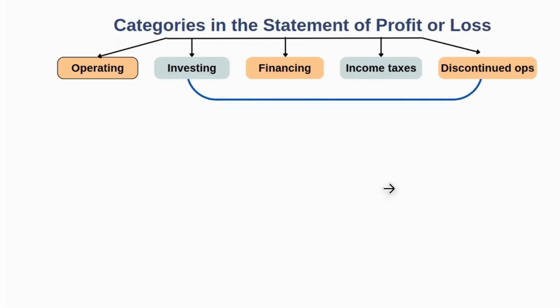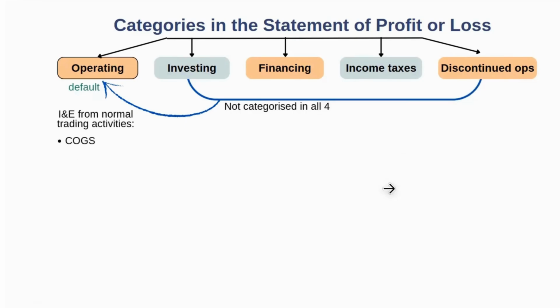So we categorize income and expenses based on their nature, right? Investing, financing, income taxes, and discontinued operations. But if they are not categorized in any of these four, then by default, we categorize them into operating. So usually we have in operating income and expenses from normal trading activities: cost of goods sold, salaries, G&A expenses, selling, depreciation, impairment, loss on disposal.